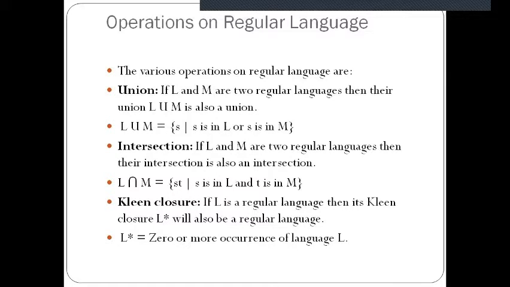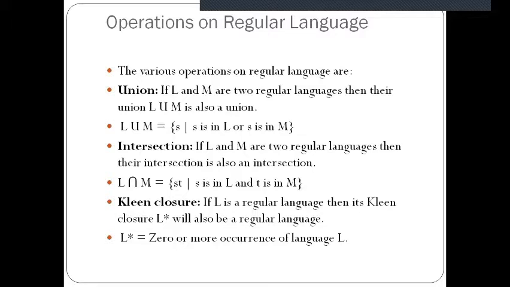Next, we are going to see the operations on regular languages. The various operations on regular languages are, first, union. Say if L and M are two regular languages, then the union can be represented as L union M. We can say L union M is equal to the set of S, where S is in L or S is in M. Either the S value is in L or the S value is in the regular language M. That is called L union M.